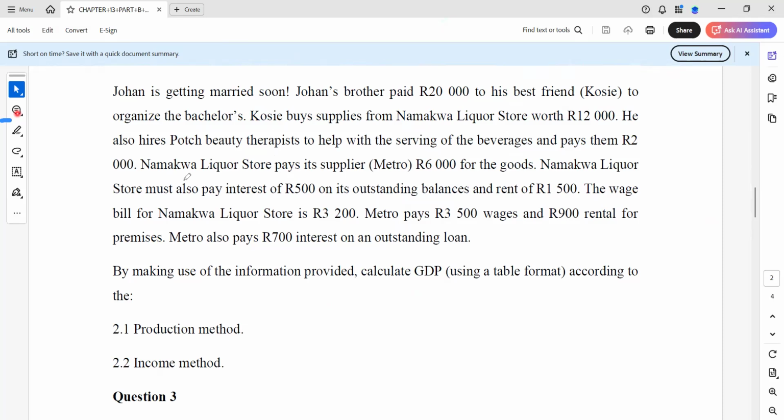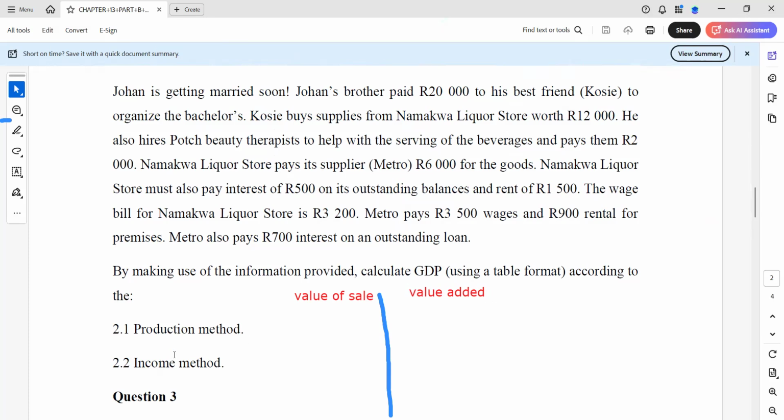I'm gonna try to draw my table here. So maybe something like this. And then on this side, we record the value of sales, and then on this side we record the value which is added. The value added, right? Remember from the example we did in class, right, guys?